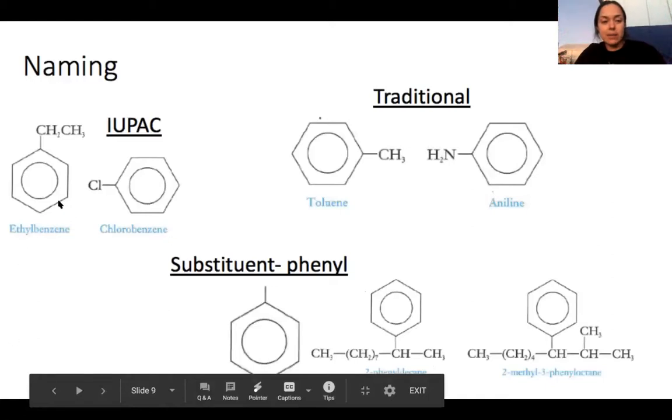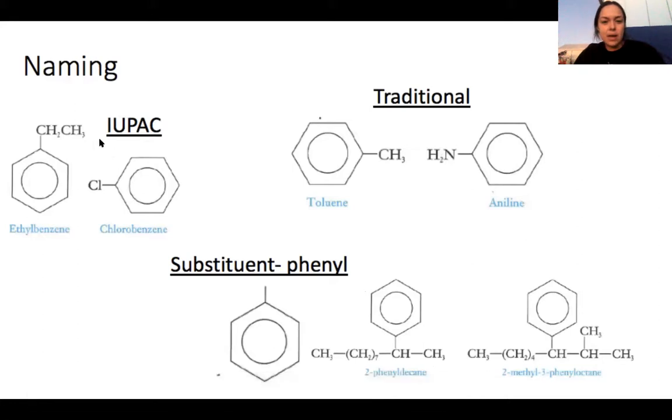So for naming the aromatic compounds, there's IUPAC and traditional. Something about naming is that, as we go through this course, naming can get complicated really fast. So we're keeping it relatively simple and straightforward for this class. Maybe you guys don't feel like that's the way it is, but again, we just want to do the basics of the naming, okay?